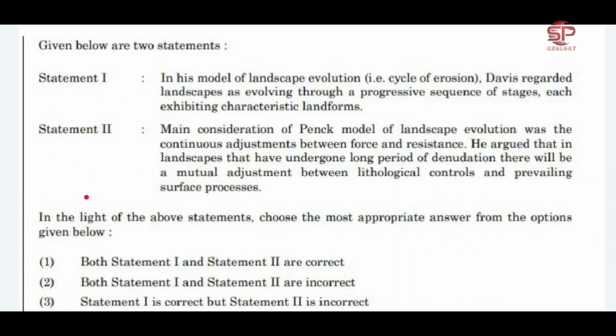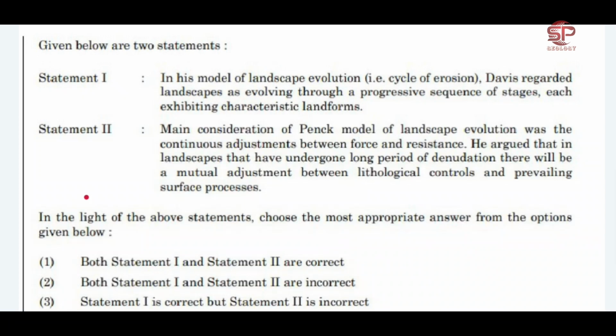In this model, the landscape evolution of Davis regarded the landscape as evolving through a progressive sequence of stages, each exhibiting characteristic landforms: youth, mature, old stage. Each stage is characterized by different landforms. So it is correct. The main consideration of Penck's model of landscape evolution was the continuous adjustment between force and resistance.